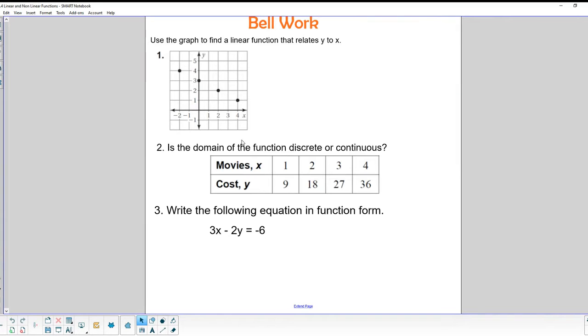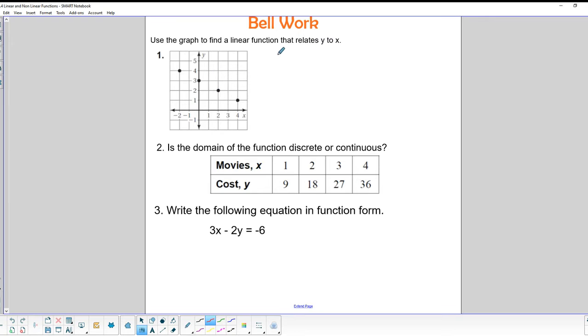functions that are linear or nonlinear and be able to try and tell the difference, because that's a really important thing. First of all, let's practice a couple of problems that we've already learned about, just to see how we're doing. So the first one says, use the graph to find a linear function that relates y to x.